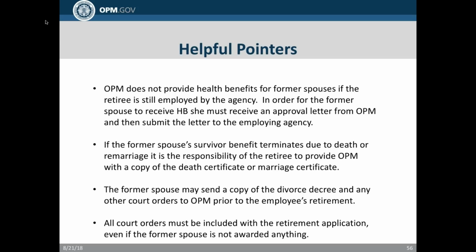If the former spouse's survivor benefit terminates due to death or remarriage, it is the responsibility of the retiree to provide OPM with a copy of the death certificate or marriage certification. The former spouse must send a copy of the divorce decree and any other court orders to OPM prior to the employee's retirement. All court orders must be included with the retirement application, even if the former spouse is not awarded anything. And that's critical to know because it helps the retirement process to move along a little bit quicker because we won't have to go out and request any documentation.